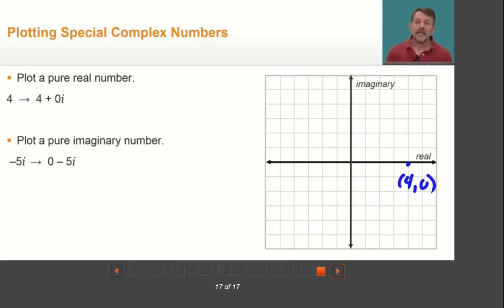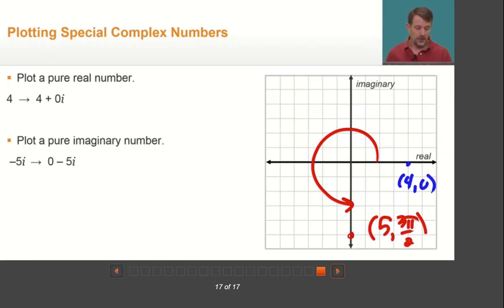Similarly, since -5i is exclusively imaginary, all we have to do is plot a point that's 5 units below the origin on the imaginary axis. This involves a counterclockwise rotation to 3 pi over 2. 1, 2, 3, 4, 5. So this point will be (5, 3 pi over 2).